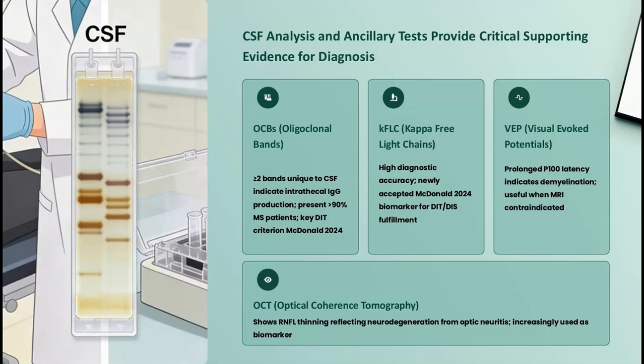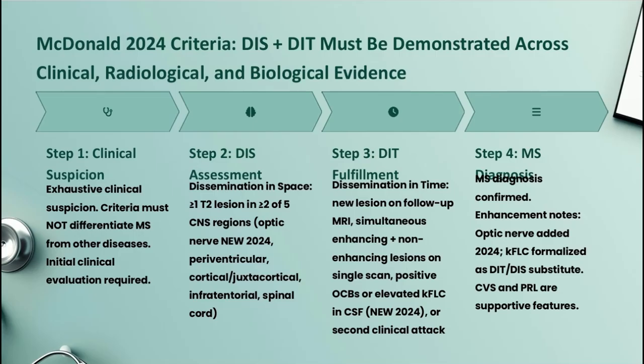A newer biomarker gaining importance is the kappa free light chain index, which offers strong diagnostic performance and has now entered formal diagnostic frameworks. If MRI cannot fully clarify the diagnosis, electrophysiology may help. Visual evoked potentials assess conduction along the optic pathway. Delayed P100 latency suggests prior demyelination, even if the patient has no active visual symptoms. Optical coherence tomography is increasingly used to quantify retinal nerve fiber layer thinning, which reflects neuroaxonal injury following optic neuritis.